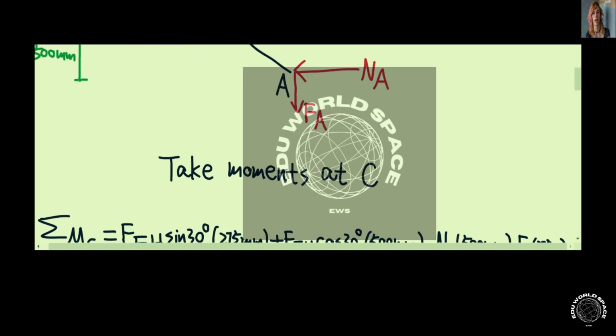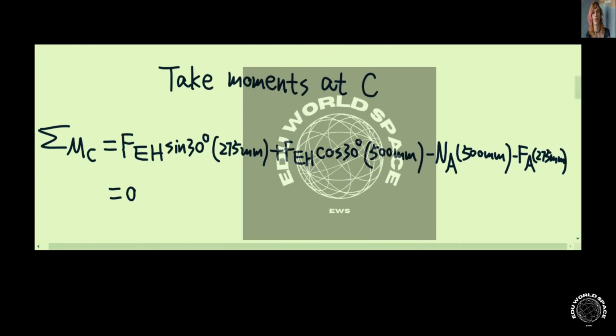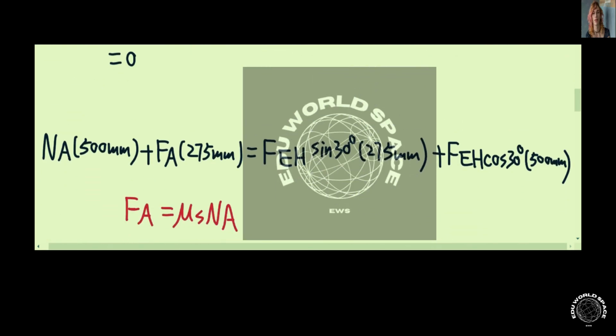So now let's take a moment about point C. So we have such an equation here, since counterclockwise moment is positive and the clockwise moment is negative. And if we do some rearrangement here, we'll have such an equation here. So the NA here is the normal force at point A, and FA here is the friction at point A. And we know the friction at point A can be equal to mu s NA. Mu s is the coefficient of static friction we're looking to determine in this question. So now we can use mu s NA to substitute for FA.